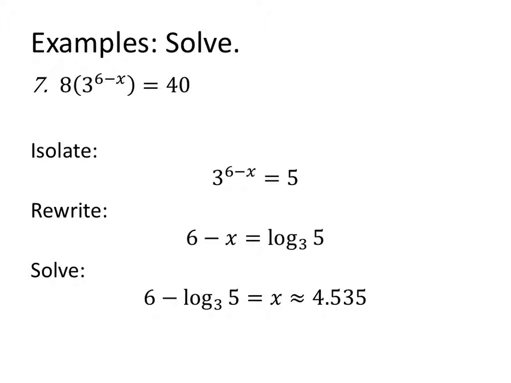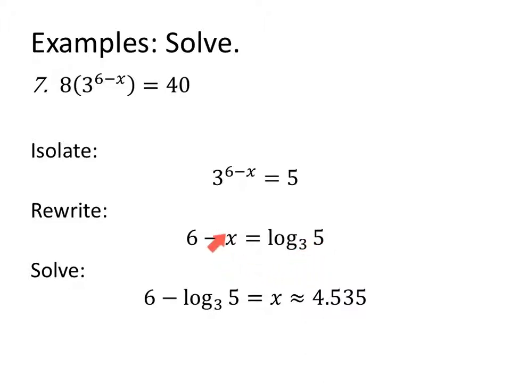So if I have 8 times 3 to the 6 minus x equals 40, the first thing I'm going to do is divide both sides by 8. When I divide the left by 8, I isolate this exponential part. When I divide the right by 8, 40 divided by 8 is 5. Now that I have the isolated exponential part, I know that 6 minus x is the power that I put on 3 in order to get 5.